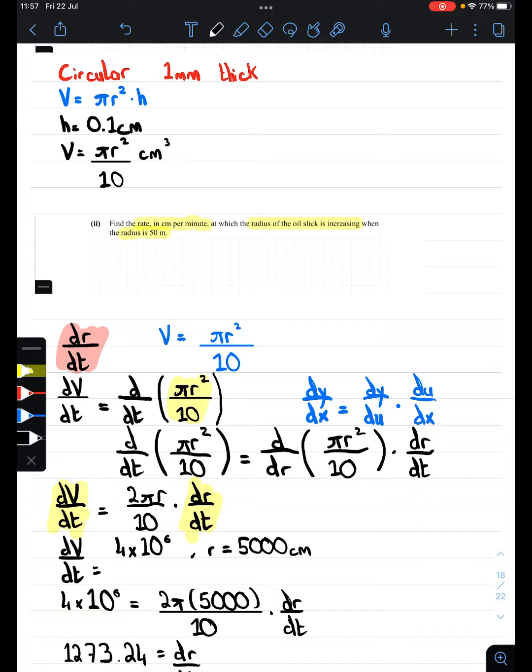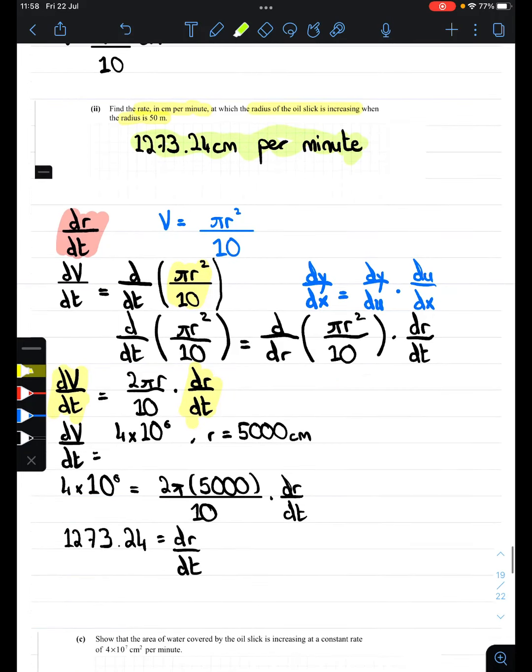Okay, so our answer is 1273.24 centimeters per minute. Remember to get the right units. Now this is a little bit tricky, but the important thing here is to remember the chain rule. When you're differentiating something with respect to a variable that's not there, it's always best to use the chain rule.